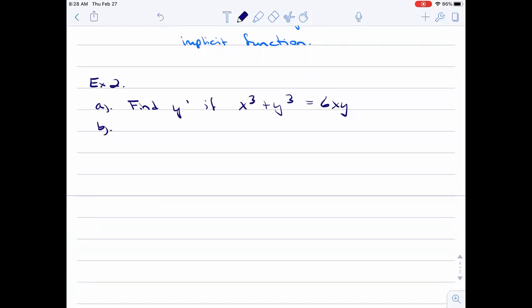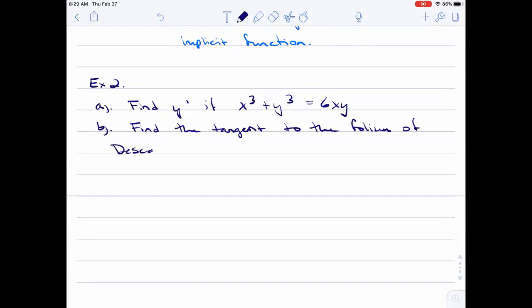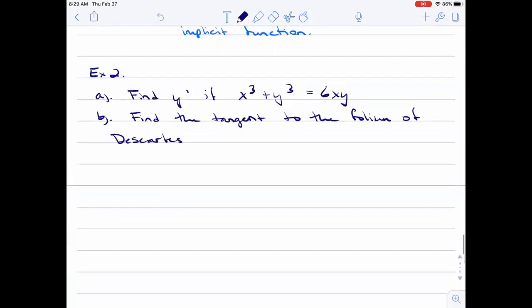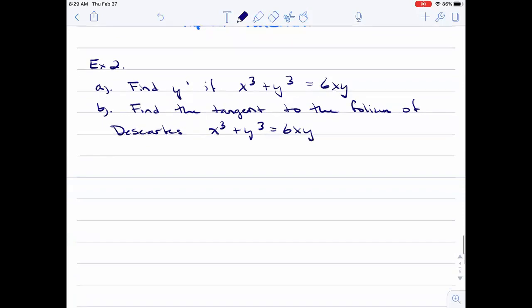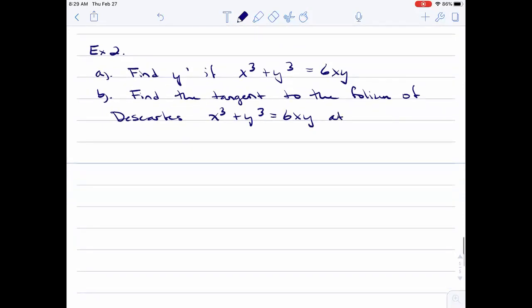Part B, find the tangent to the Folium of Descartes, x to the 3 plus y to the 3 equals 6xy at the point 3, 3.